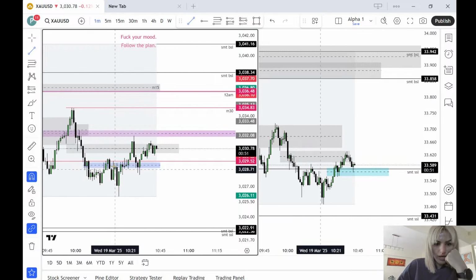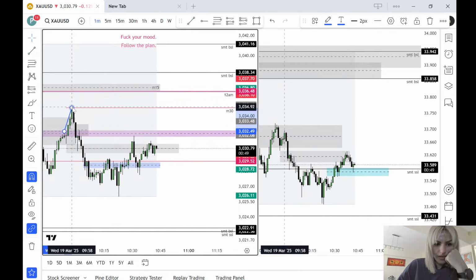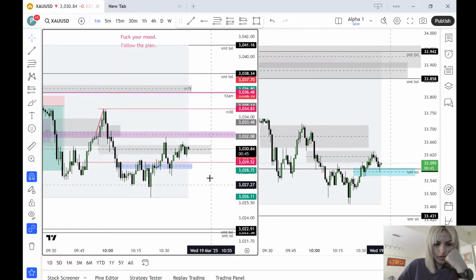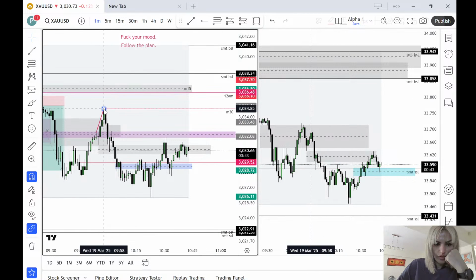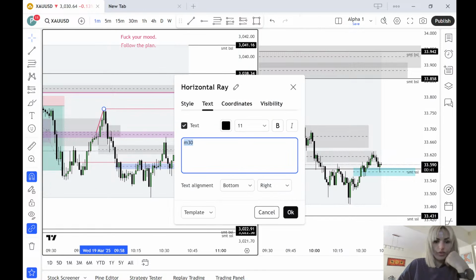So this is minor buy side. All right, this is minor buy side. So M30 SIBI plus SMT BSL.